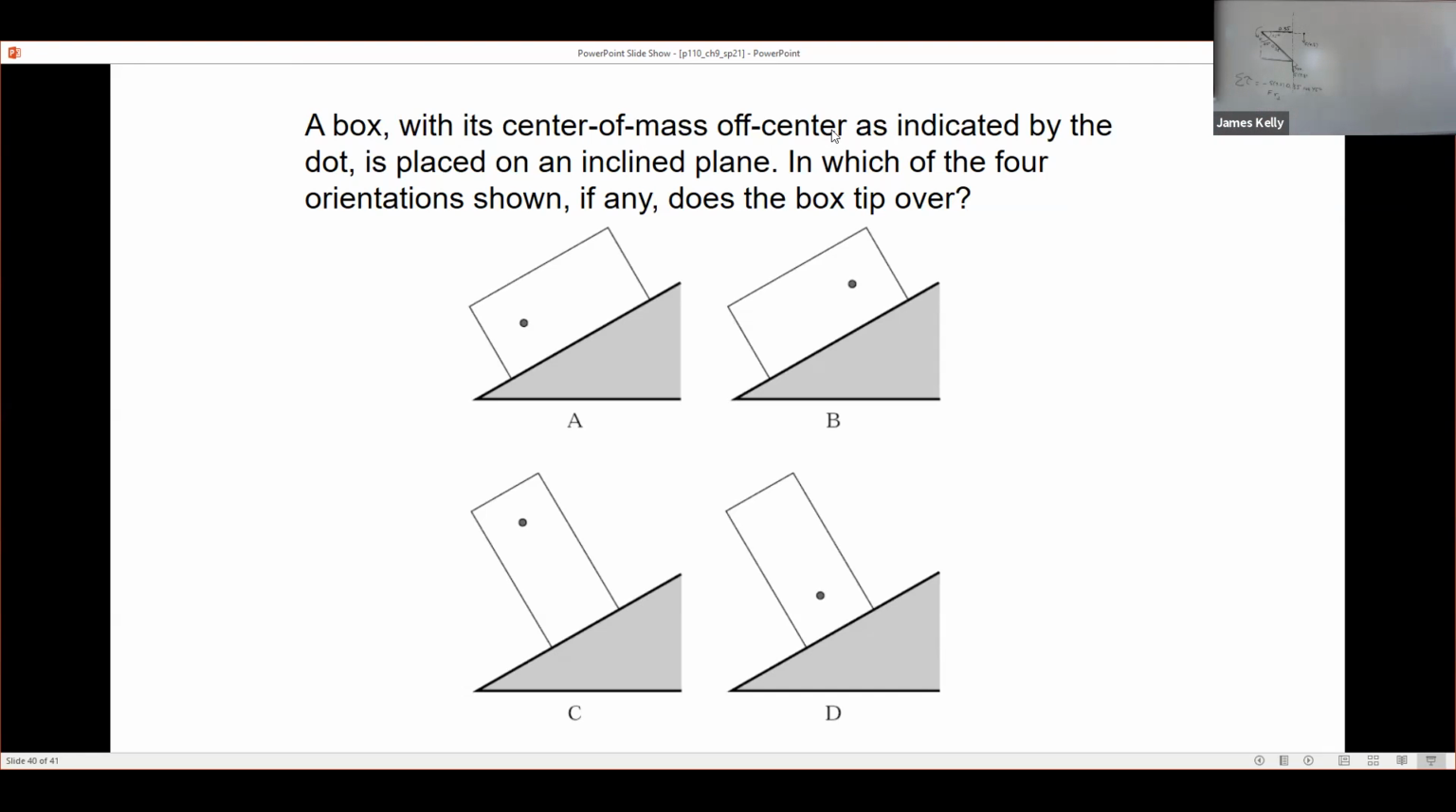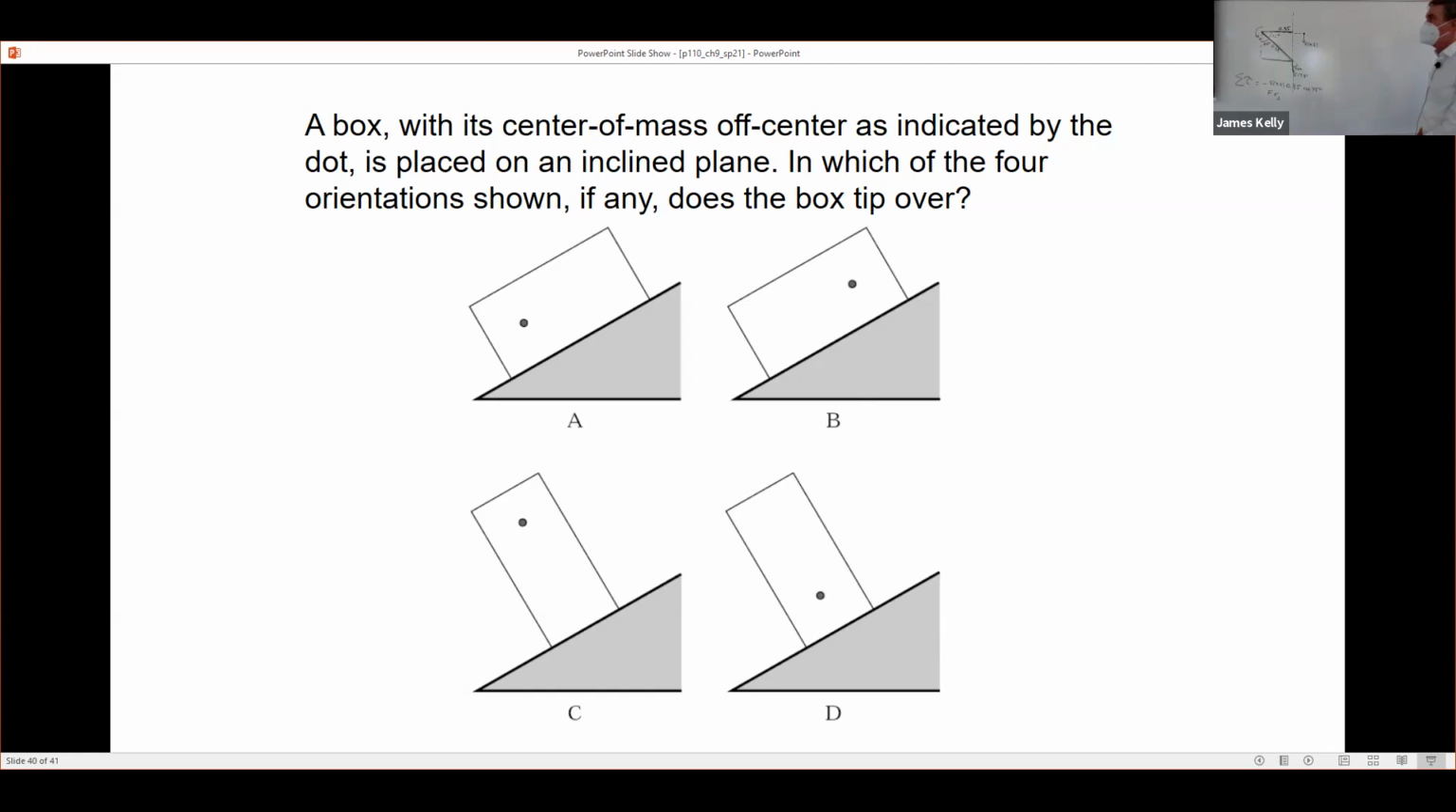So the idea is that in A, B, and D, gravity, by virtue of the force being applied at the center of mass that's labeled, is trying to twist it clockwise in A, B, and D.